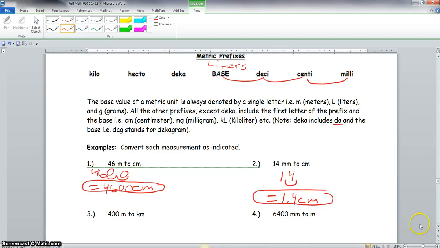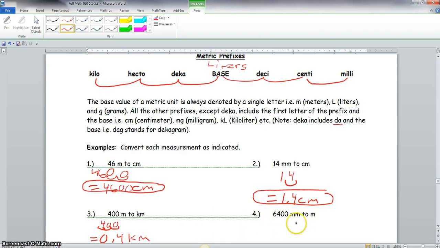Now we go here to number 3. We have 400 meters to kilometers. So we have our base here. Now to go from the base to kilometers, we have 1, 2, 3 places. So we need to move our decimal 3 places to the left. So we'll write 400, put our decimal here at the end. We have to move it 3 places to the left. So that will give us 0.4. Now you could write 400, or you could just leave it at 0.4 kilometers.